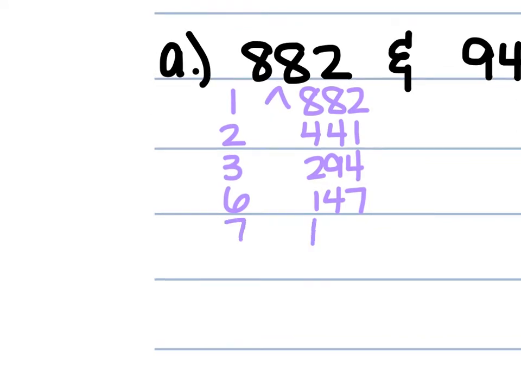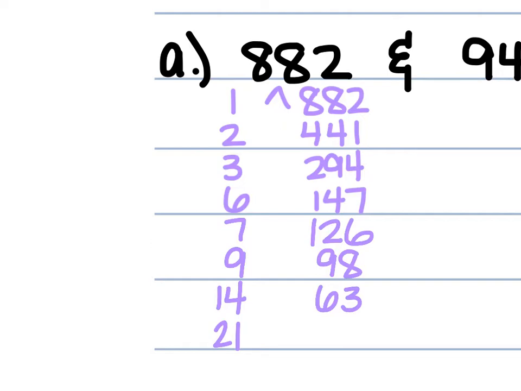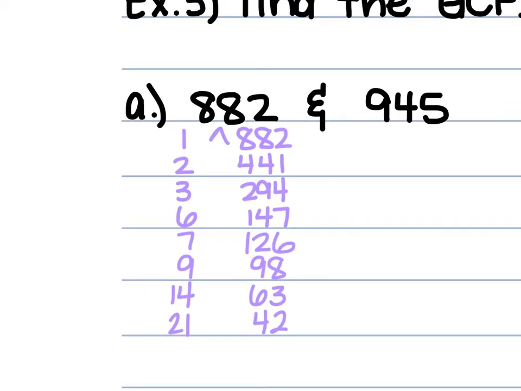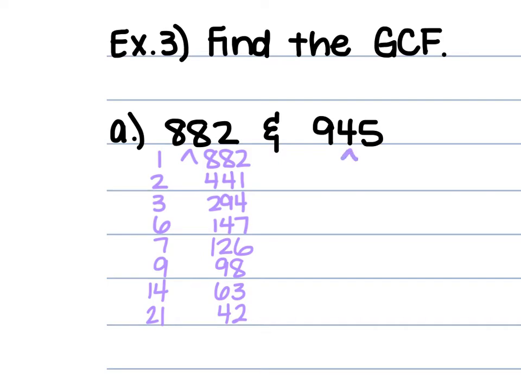7 goes into it evenly 126 times. 9 goes into it evenly 98 times. 14 goes into it evenly 63 times. And then 21 times 42 is 882. So now we start with the 945.